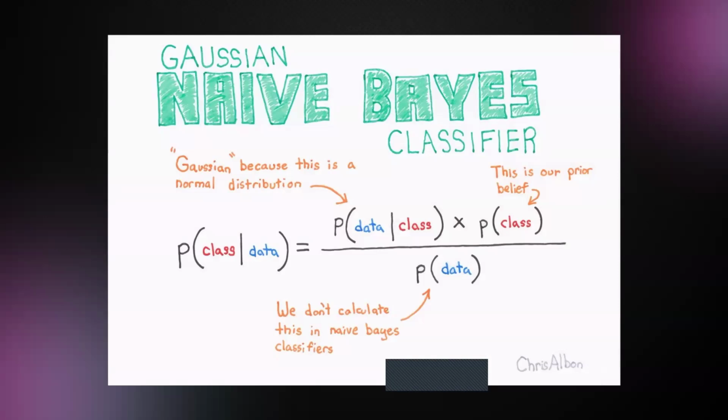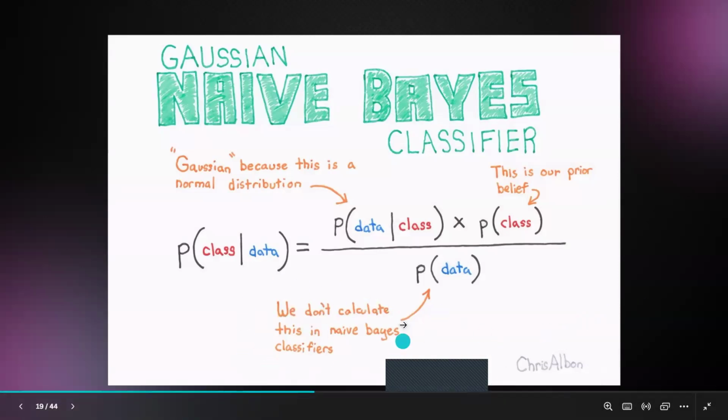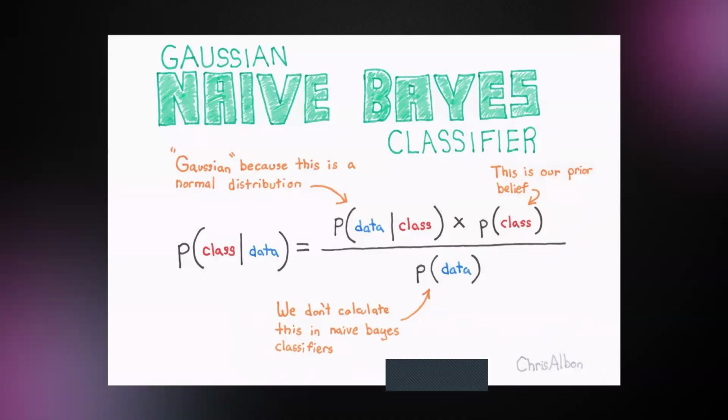So P of class given data is P of data given class times P of class. Now this is important. We don't calculate this in naive Bayes classifier. I'll give you the reason why in the next slide itself. This is really concise information.